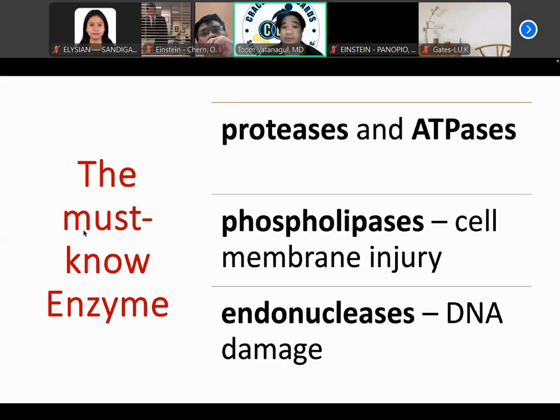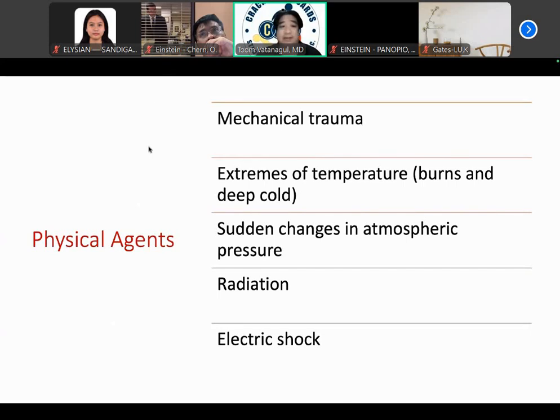Now, the phospholipases are the ones responsible for the cell membrane injury. The endonucleases are the ones that damage the DNA. Okay, they damage the DNA. So please take note of that. So I hope this is clear.